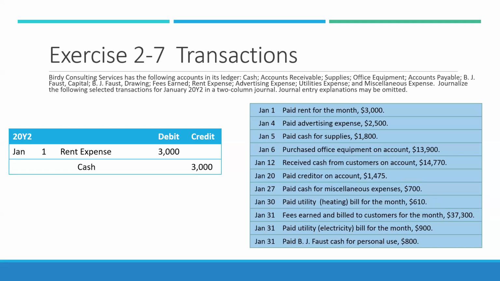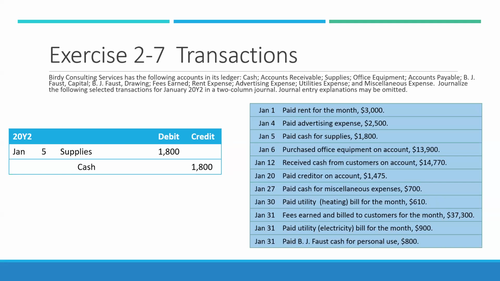Who wants to take paid advertising expense? $2,500. What happens to cash? Goes down. So we're going to credit cash and we're going to debit the advertising expense. Okay, guys, paid cash for supplies. What do we do? Cash goes down, supplies go up.